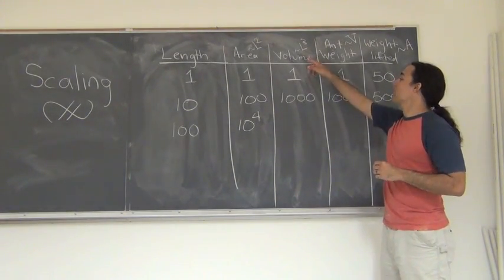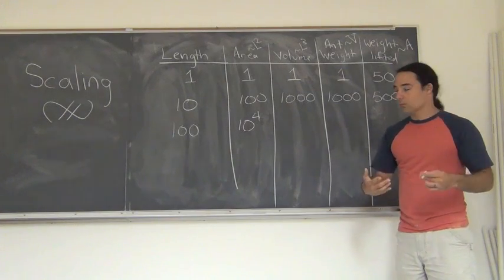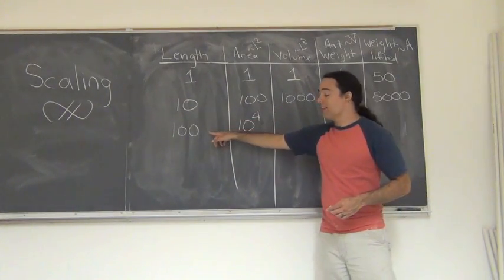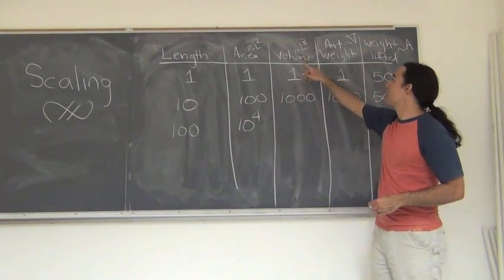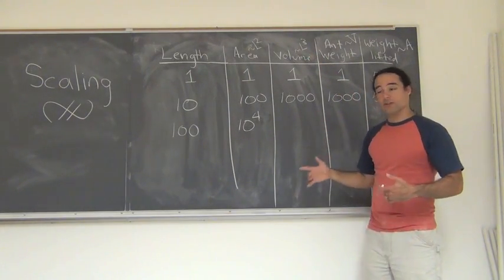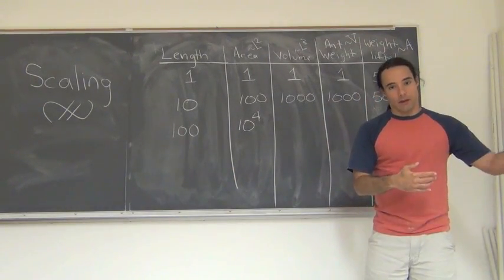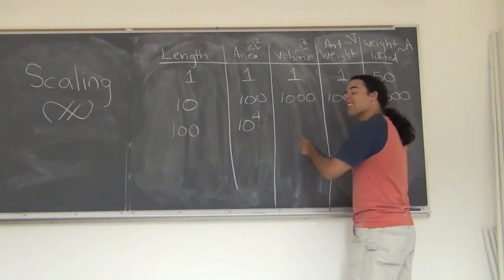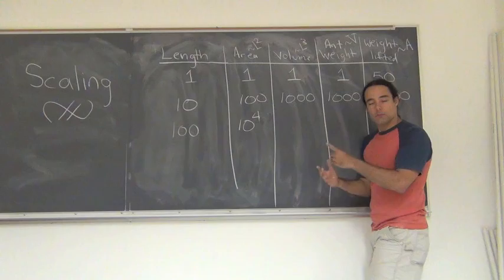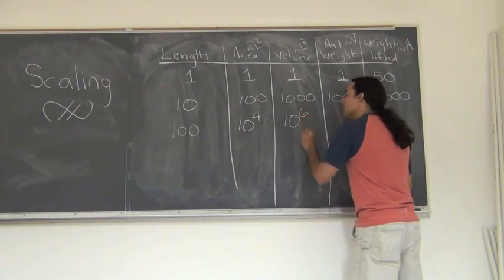Similarly, if I look at the volume, I want to know how many times bigger is my volume. If I make the ant 100 times bigger, well, now it's going to scale as L cubed. Volume scales as L cubed. So we're going to have 100 times 100 times 100, L cubed times bigger. That's going to be how many times bigger? It'll be 1,000,000 times bigger. 1 million is 10 to the 6th.